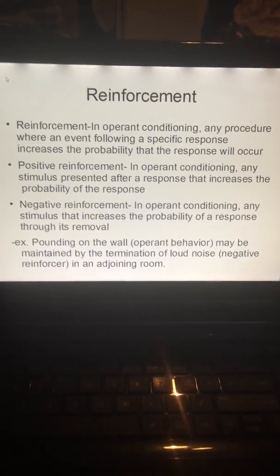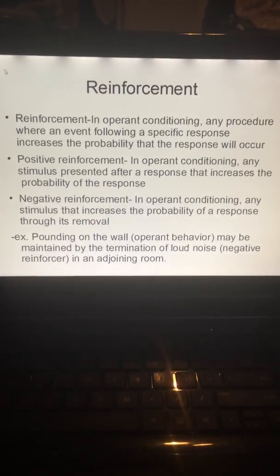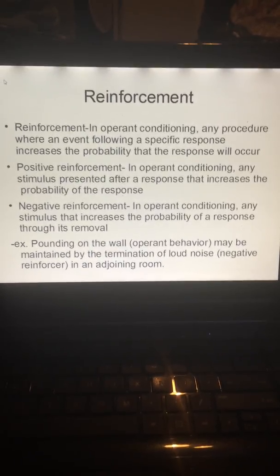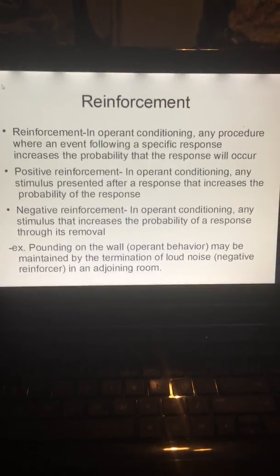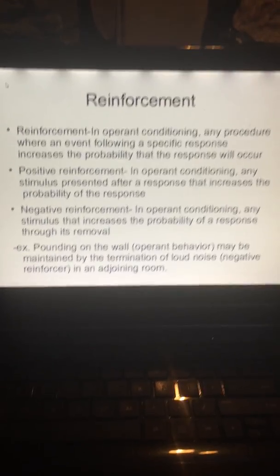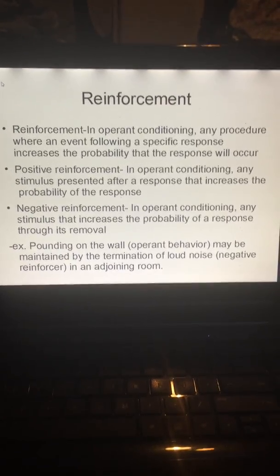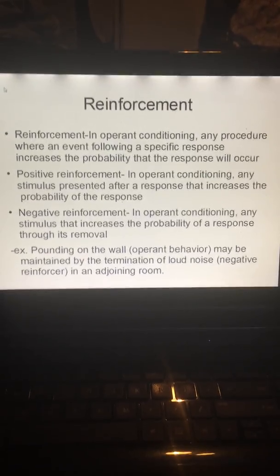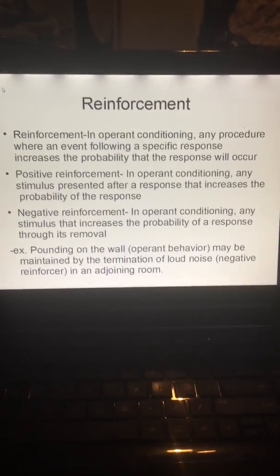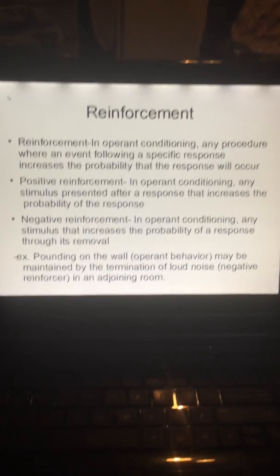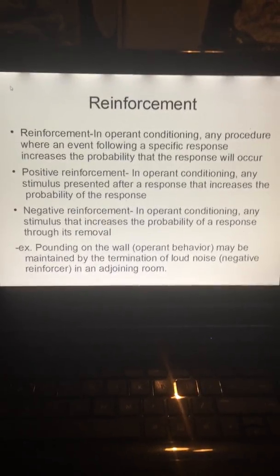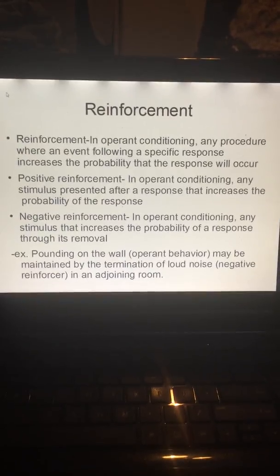You have positive reinforcement. This is any stimulus presented after a response that increases the probability of that response. Now, when I say positive, you guys, pay attention to the language here. Positive means adding something to the situation, anything that's presented. Getting extra time on your iPod, positive reinforcement. Getting a hug from your significant other, positive reinforcement. Getting a free cup of coffee when you buy 10 cups of coffee at a coffee house, positive reinforcement. All these things are things adding to the situation that increases your likelihood of doing something.